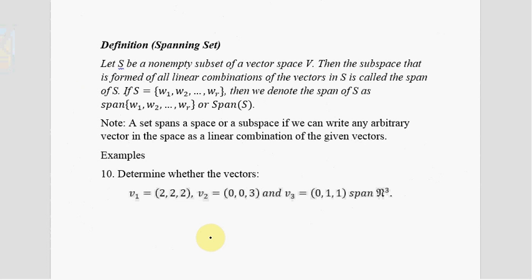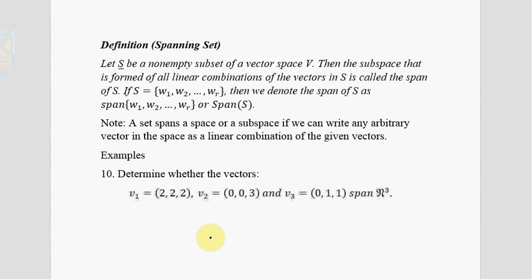In other words, is it possible to have a set of vectors out of which you can produce the other vectors in that particular space? If so, then that set of vectors, a small number, we call those vectors a span. They can produce for us other vectors out there. We denote the span of S as the span of those vectors. And just a note here that a set spans a space or a subspace if we can write any arbitrary vector in that space as a linear combination of the given vectors.